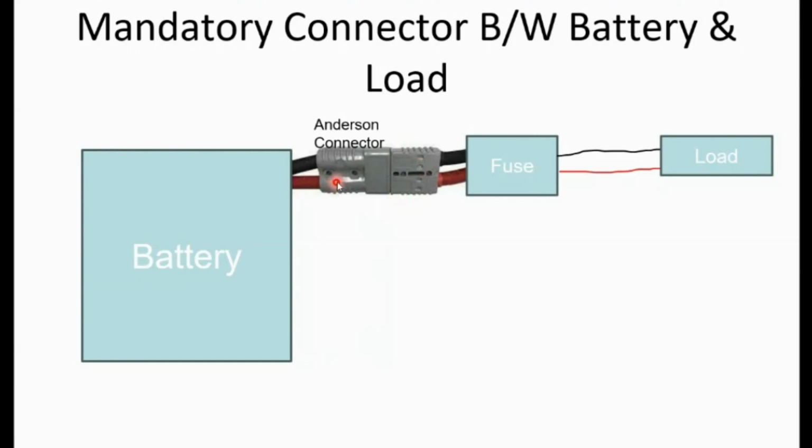For that, what we suggest is to mandatorily have an Anderson connector coming out of your battery pack, and with this Anderson connector, that's how your wiring harness should be from the battery to fuse and then to the load. So you can be flexible on the right side of the schematics, but we want to have an Anderson connector between the battery and the load just immediately after the battery.